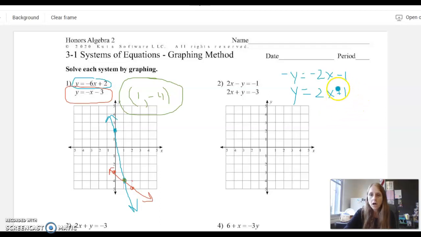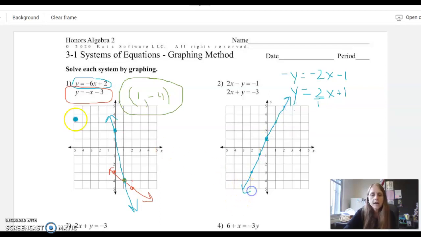So that has a y-intercept at 1. So I have my first dot at 1. Slope is 2, which would be 2 over 1. So I go up 2, right 1 dot, up 2, right 1 dot. Same thing as going down 2, left 1 dot, down 2, left 1 dot, right? So this is my first line.